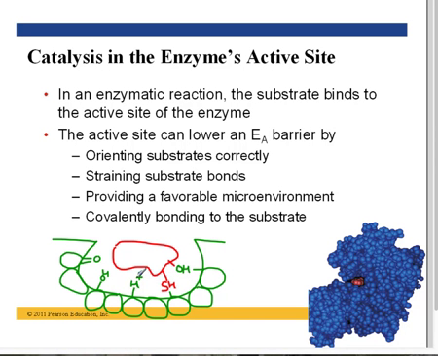We might get a disulfide bridge. Here we can just have some ionic bonding forming, some hydrogen bonding, more hydrogen bonding. And so there's always going to be an interaction between that substrate and its active site. And so the active site orientates the substrates correctly. It strains the substrate bonds. It's basically providing a favorable microenvironment for that reaction to happen.